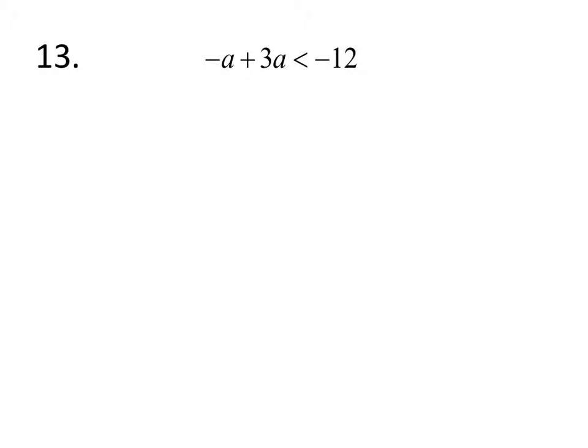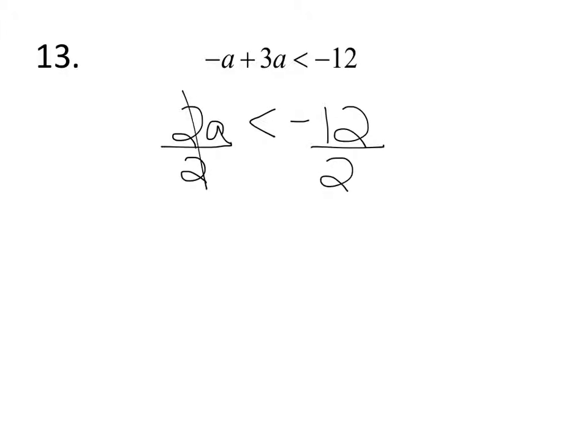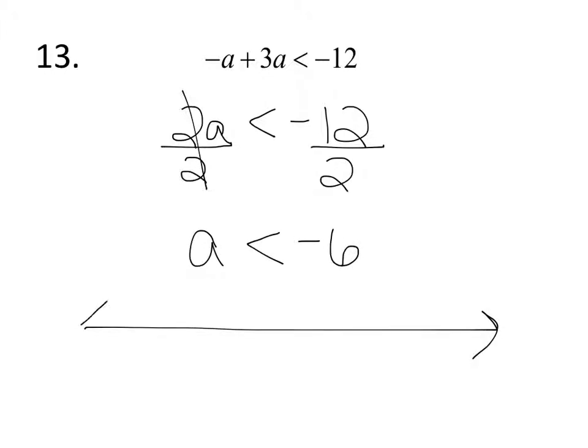All right, in 13 we're dealing with inequalities. We treat an inequality just like we would treat an equal sign with just a couple different rules. If you end up dividing or multiplying by a negative number, then you have to flip the sign, but otherwise we treat it pretty much the same way. So on this side we actually have some like terms. Negative a plus 3a is actually 2a, is less than negative 12. We need to isolate the a, so we divide both sides by 2. And you're left with a is less than negative 6, which we need to graph on the number line.